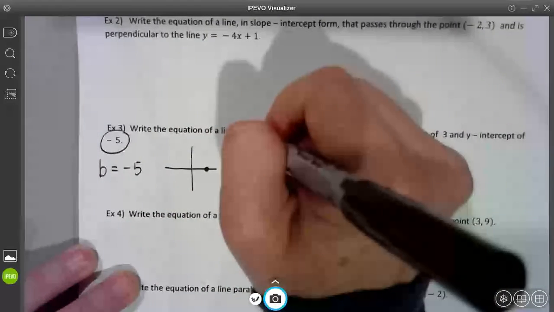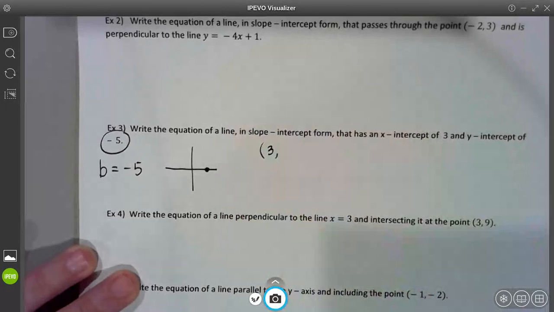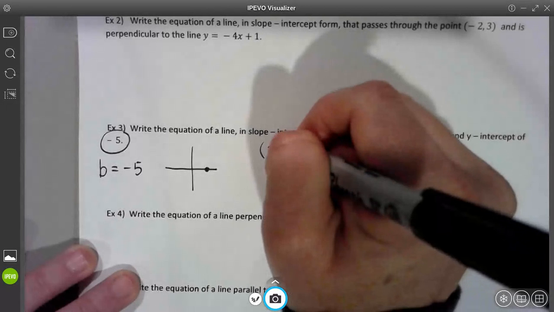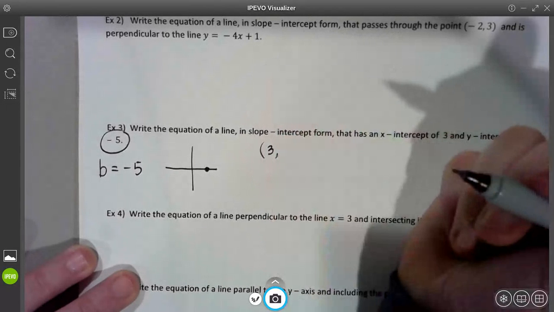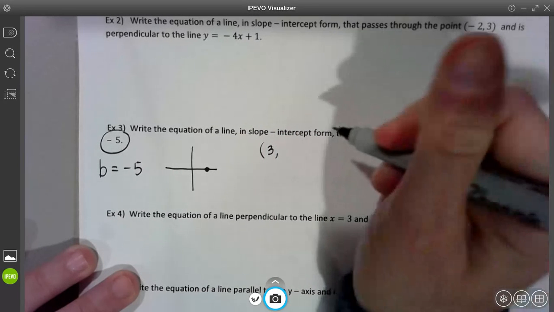If the x-intercept is 3, that means x is 3 when y is what? What does the y-coordinate of every x-intercept have to be? Anybody remember?